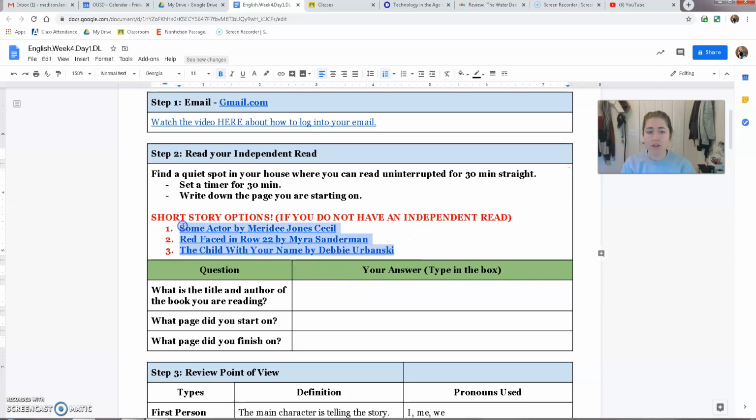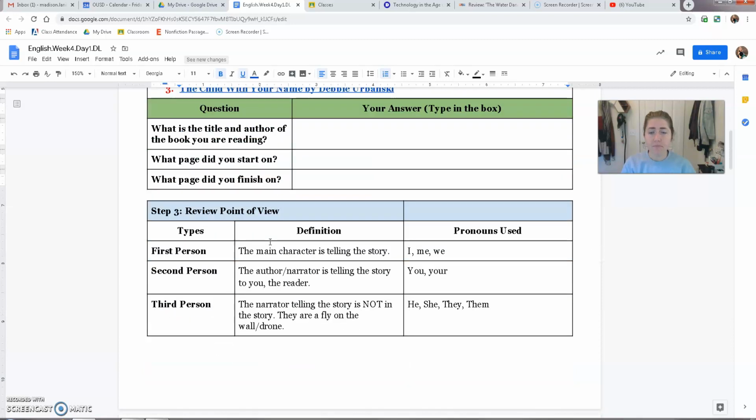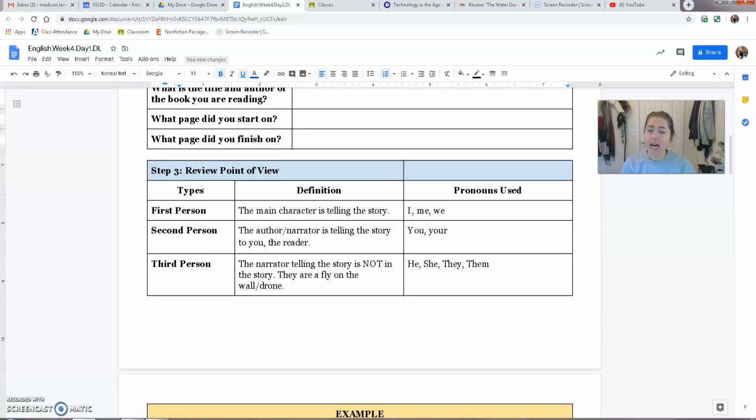Here are three short story options. So if you don't have a physical book or you finished your books, there are some short stories you can read from Newsela. Once you are done reading, welcome back. Have you done 30 minutes of reading? You are going to identify the point of view of your story.